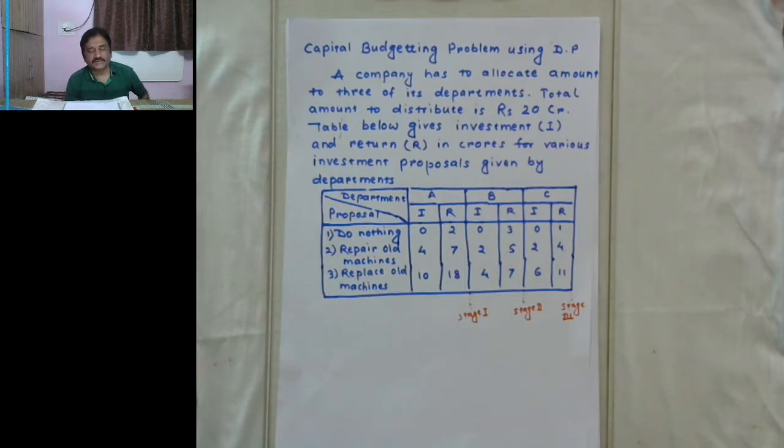And likewise, the investment and return figures for the third proposal, that is replace old machines, are given. Those figures are 10 crore investment, 18 crore return, then 4 and 7, then 6 and 11. These are the figures. Now, we'll be solving this problem by using the dynamic programming philosophy.